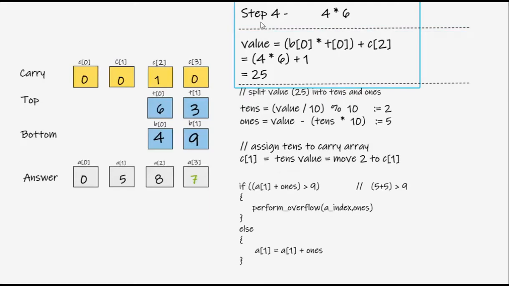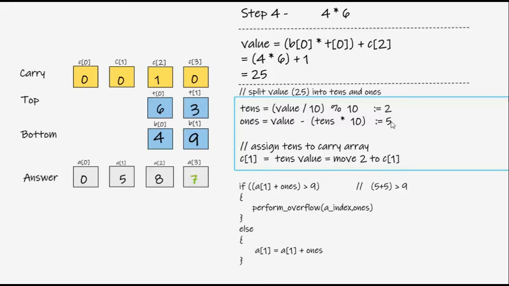Step 4, the last part of this problem, we're going to say 4 times 6. So that's b sub 0 times t sub 0 plus c sub 2. So 4 times 6, 24, plus 1 is 25. Let's split 25 into its tens and ones. We get a 2 and a 5. And now in c sub 1, let's put the tens value in there. So we're going to move 2 to c1.